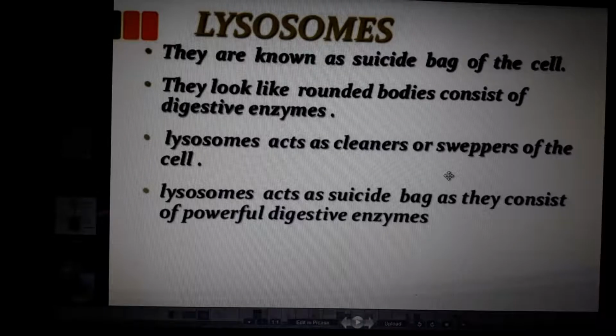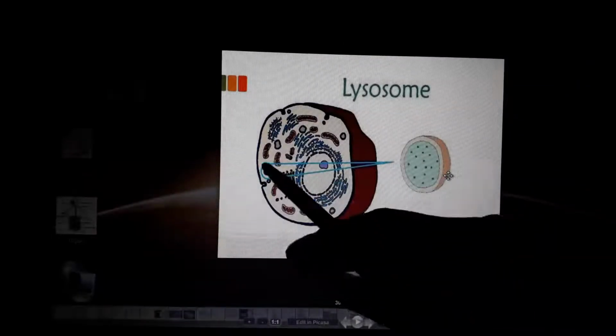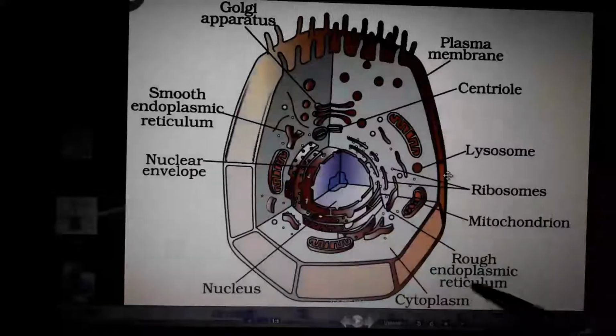Okay, the digestive enzyme is a secretion. It's a liquid which is secreted and it will digest that waste. So it is called a suicide bag. See, lysosomes, in this animal cell, we can see lysosomes.